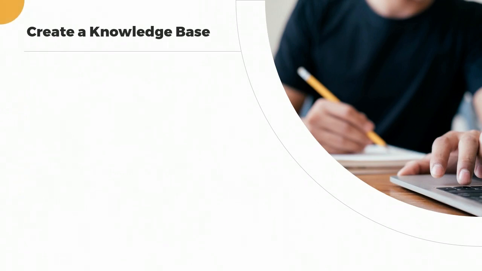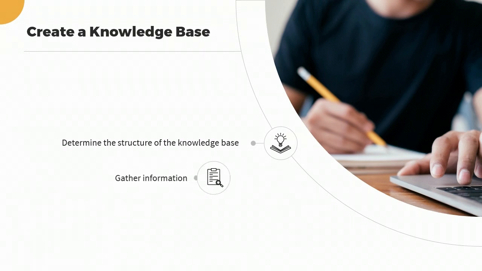The next step is to create the knowledge base itself. The knowledge base is a repository of information that the chatbot will use to answer questions posed by users. Here are some steps to consider when creating a knowledge base. Determine the structure of the knowledge base. Decide how you will store the information and what format it will take. Will it be a database, spreadsheet, or some other data storage system?